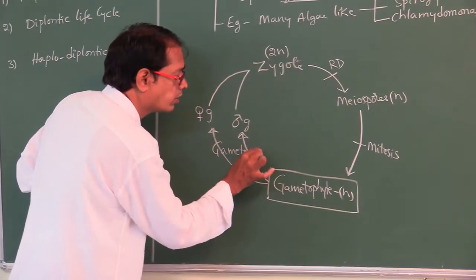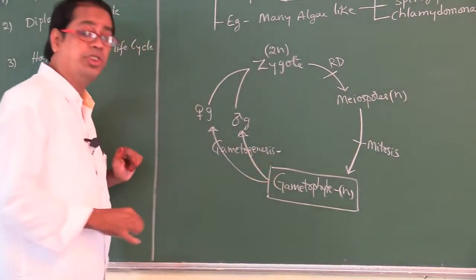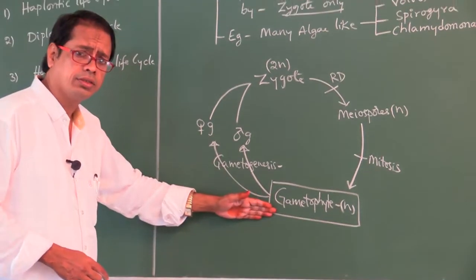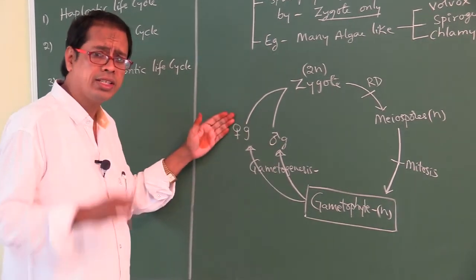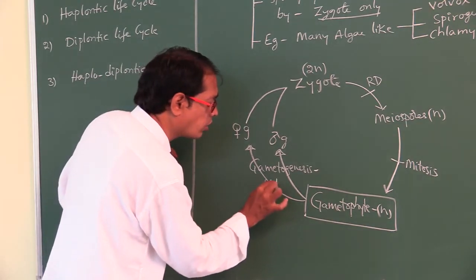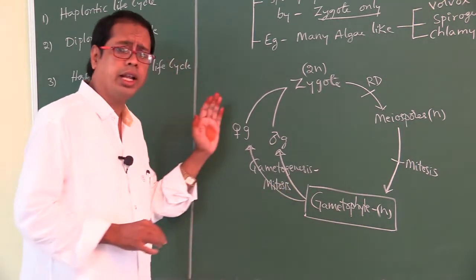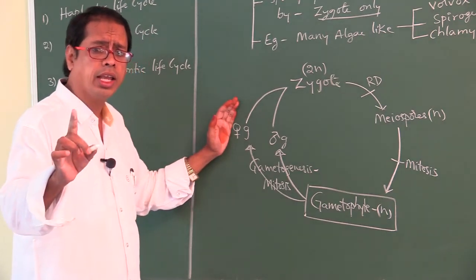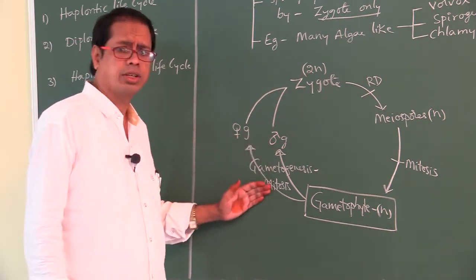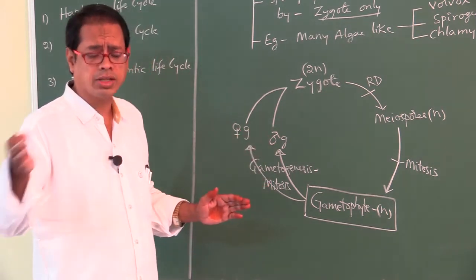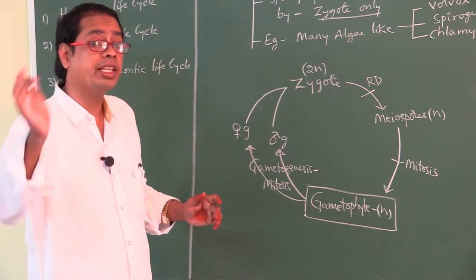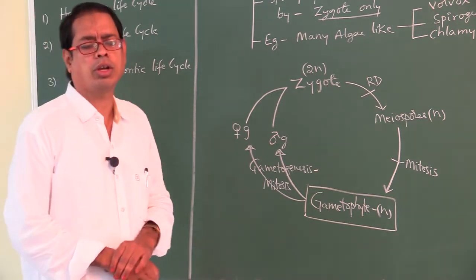Formation of gametes is so called gametogenesis. During gametogenesis, which division occurs? N becomes N, gametophyte N. Male and female gametes, each one ploidy is N. N becomes N means definitely mitosis only. Like that you have to remember: N becomes N means mitosis, 2N becomes 2N means mitosis, 2N becomes N means meiosis.